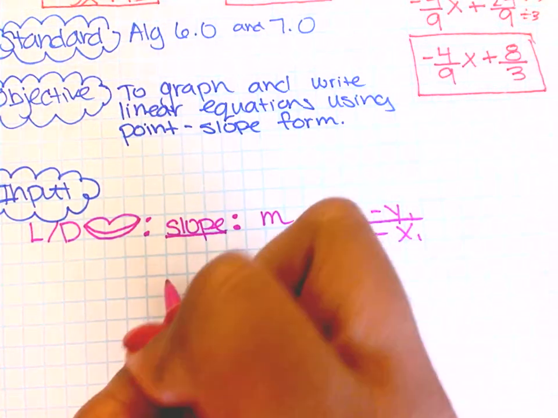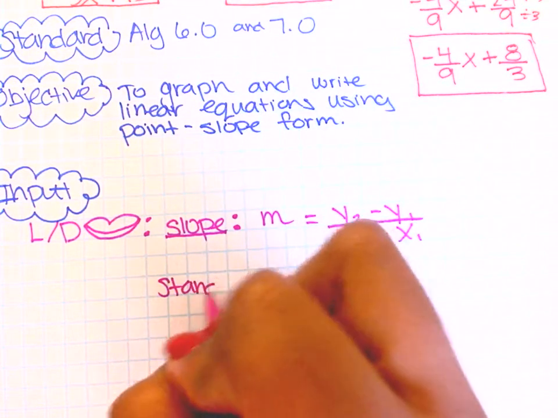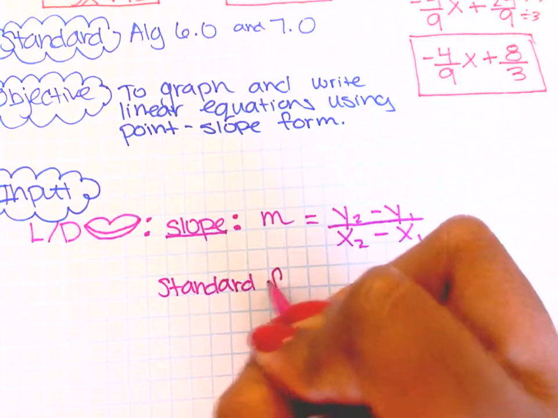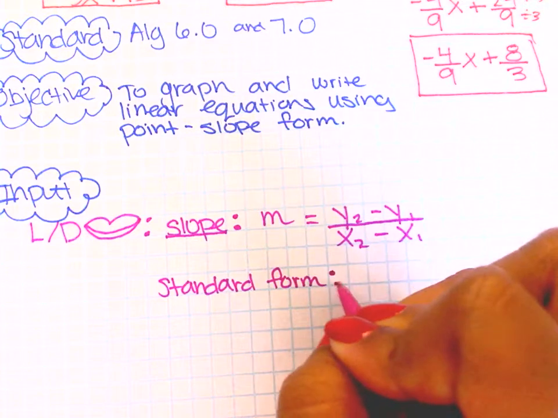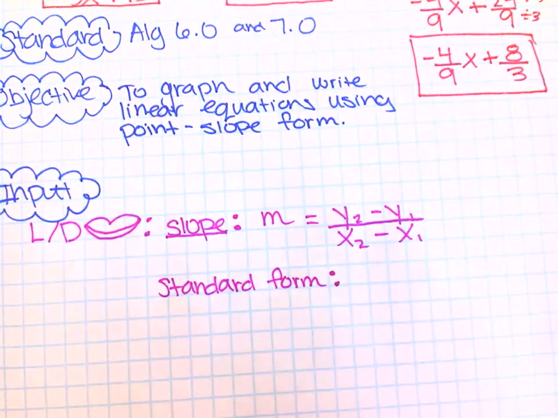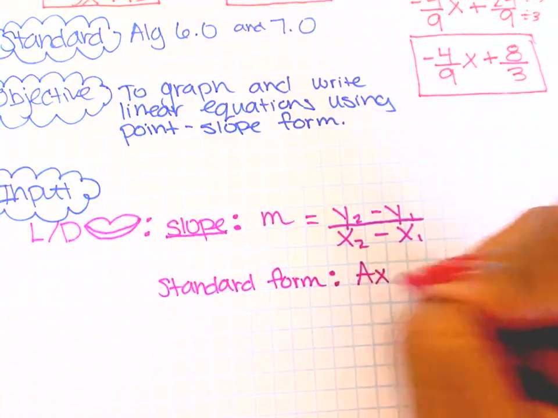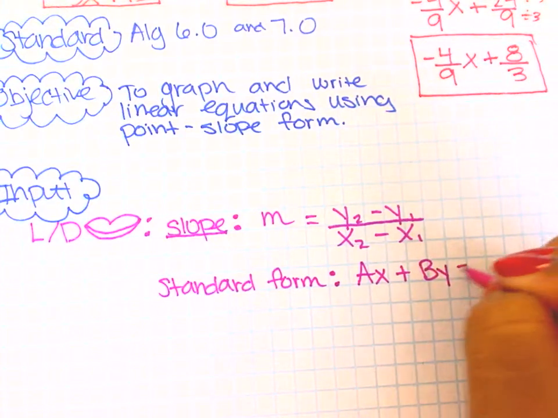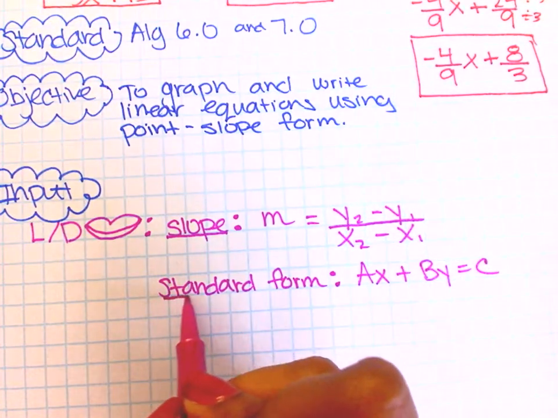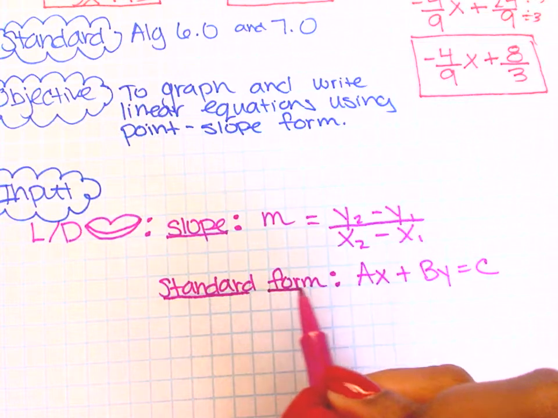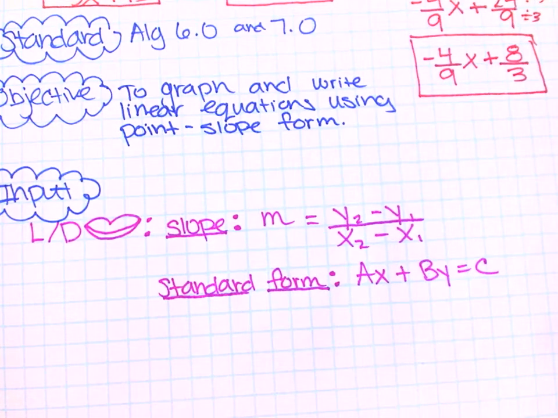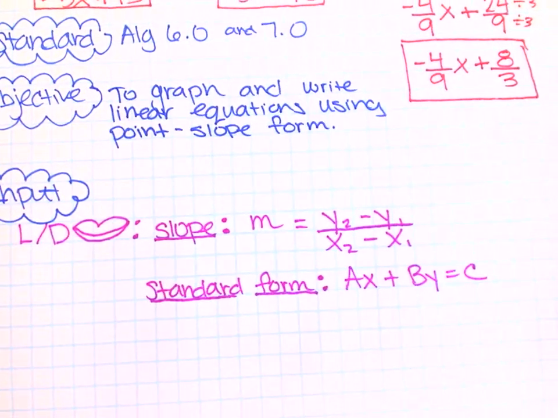We'll also review what we know as standard form. And we know that standard form is ax plus by equals c. The reason I'm reviewing these is because the more you write them down, the easier it's going to be to remember them when you get to your test.